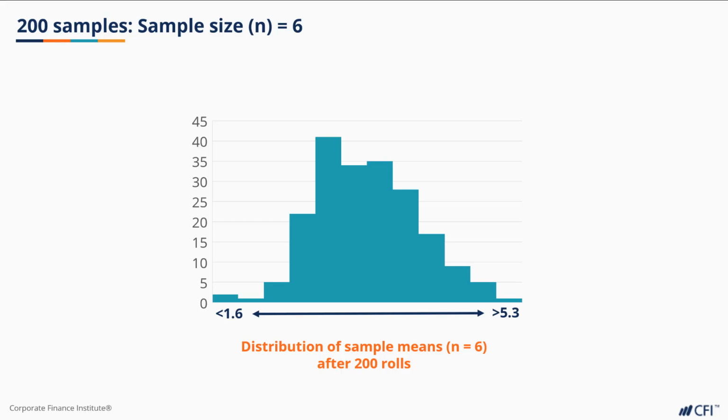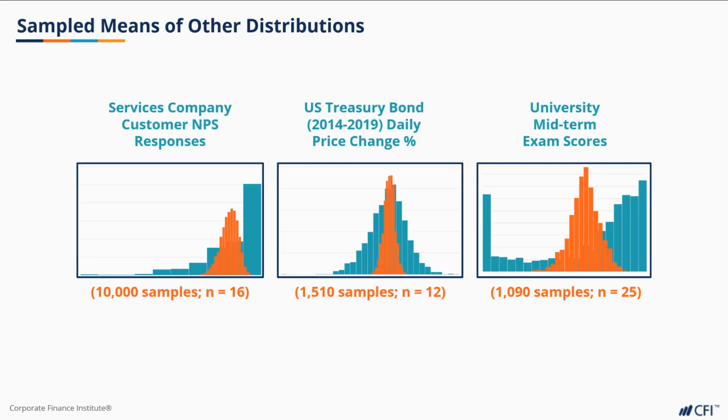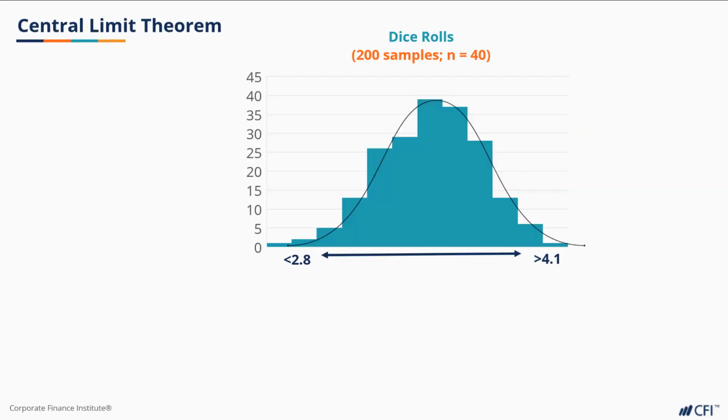And this isn't just true with dice rolls, but test scores, income, marathon times. No matter the distribution of a variable in the population, the means of samples of that variable will be roughly normally distributed. This is known as the central limit theorem.